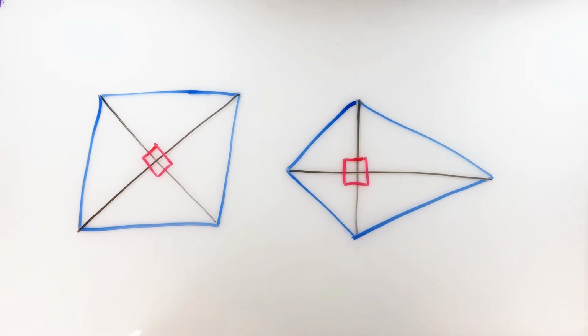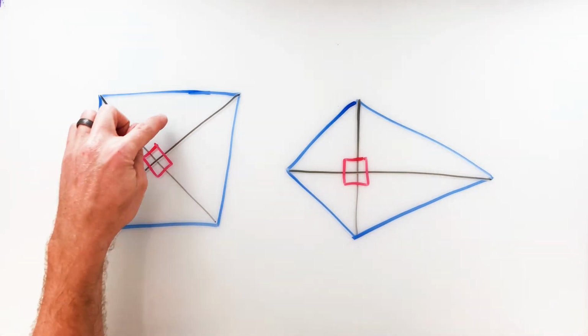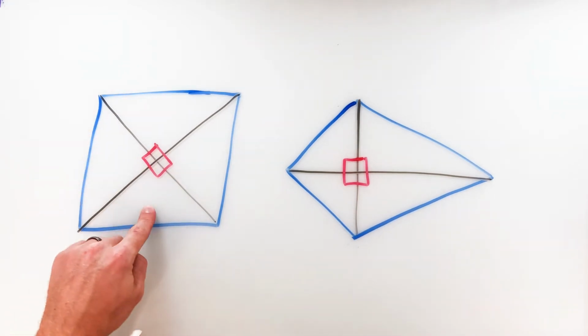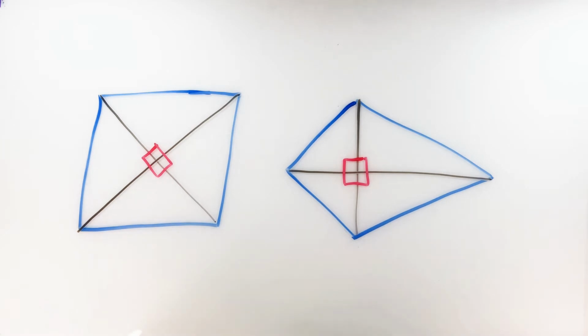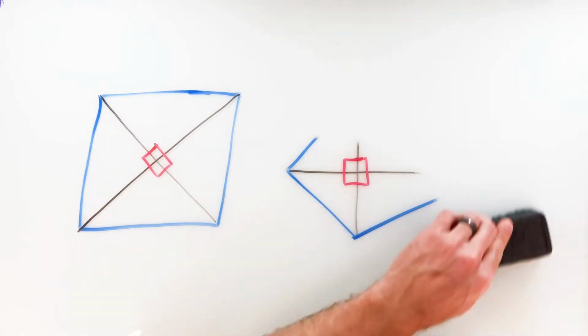Because of this fact, what we have done with both of these shapes is essentially cut them into 4 right triangles. When I draw those diagonals, I've got 4 right triangles in each one. And because we know how to find the area of a triangle, that's going to make this formula make sense. So let's start with the rhombus.